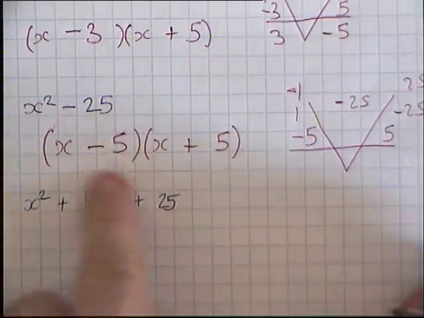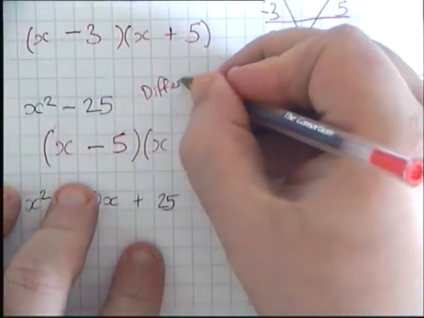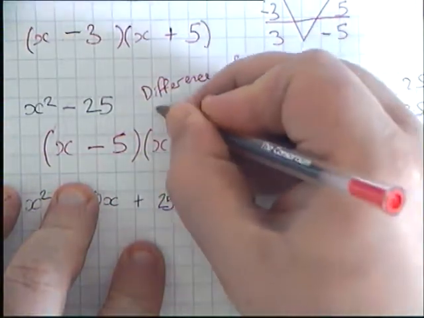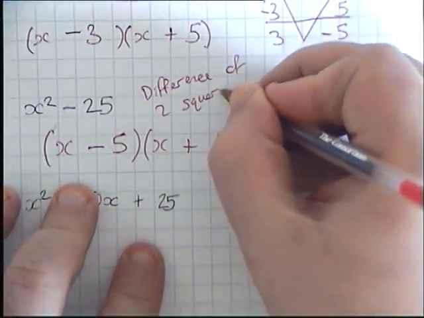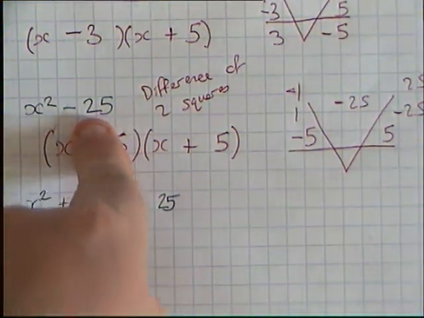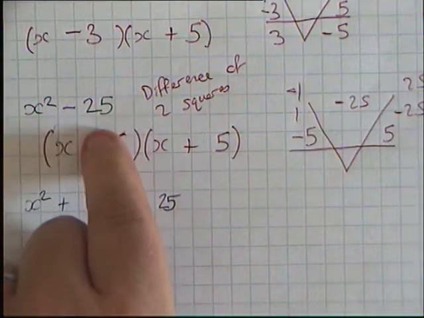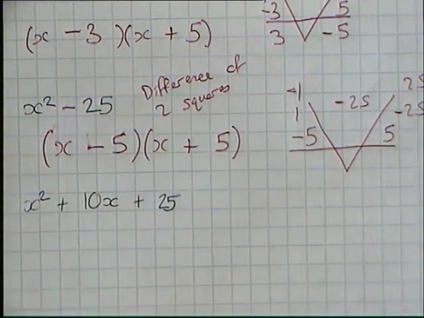Because I've got a minus 5 and add 5, this is called the difference of 2 squares. And this last number here will always be a square number because these two must be the same number. If that's not a square number, we can't use this method. It doesn't work out quite as nicely.